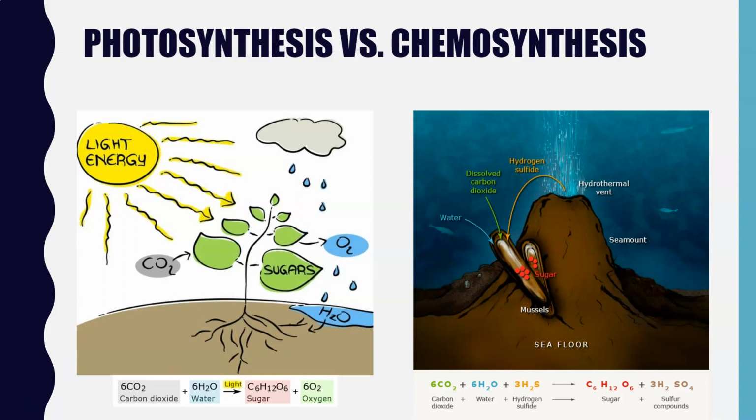The chemosynthesis, they are using dissolved carbon dioxide within a water source and water itself, and then this one is using hydrogen sulfide from the hydrothermal vent, and that is allowing these mussels to create their own food, which is sugar, and they're also creating sulfur compounds that they release back into the environment.